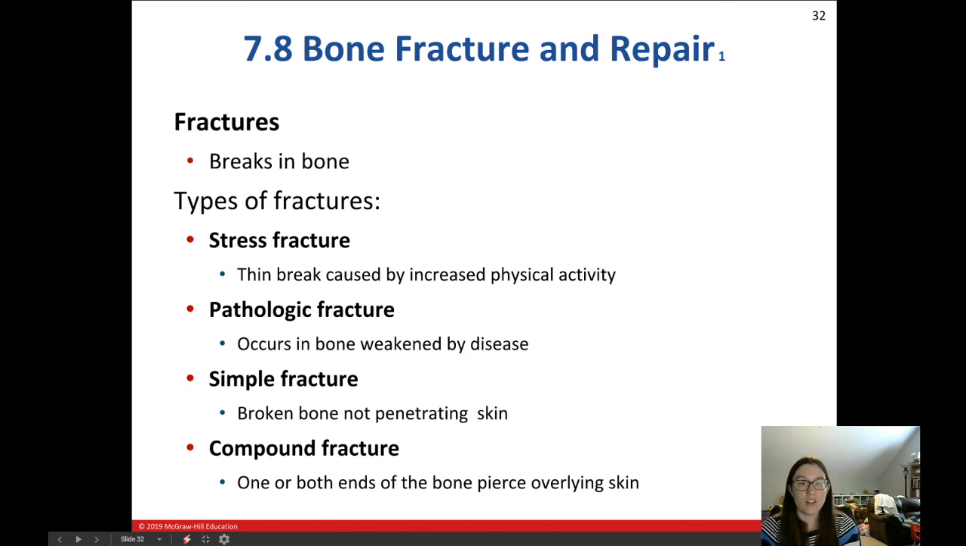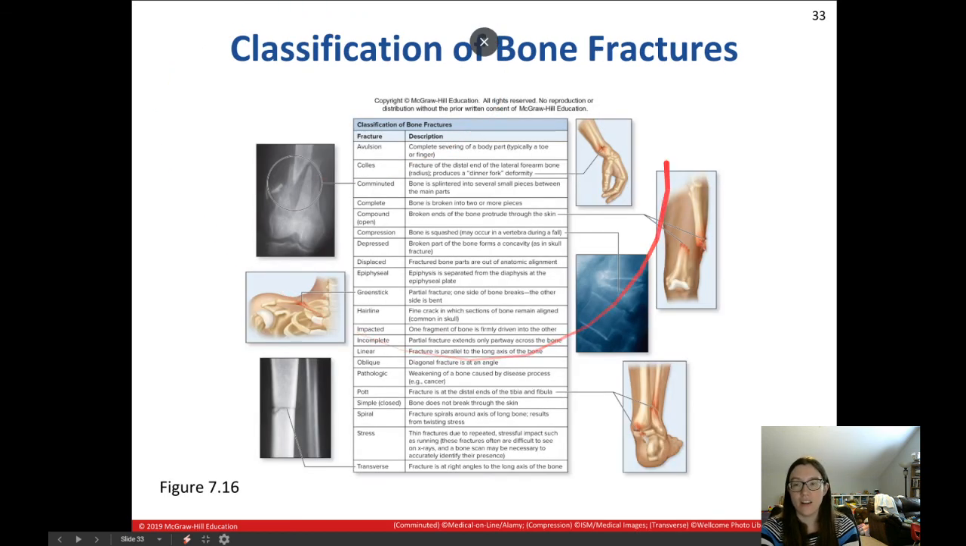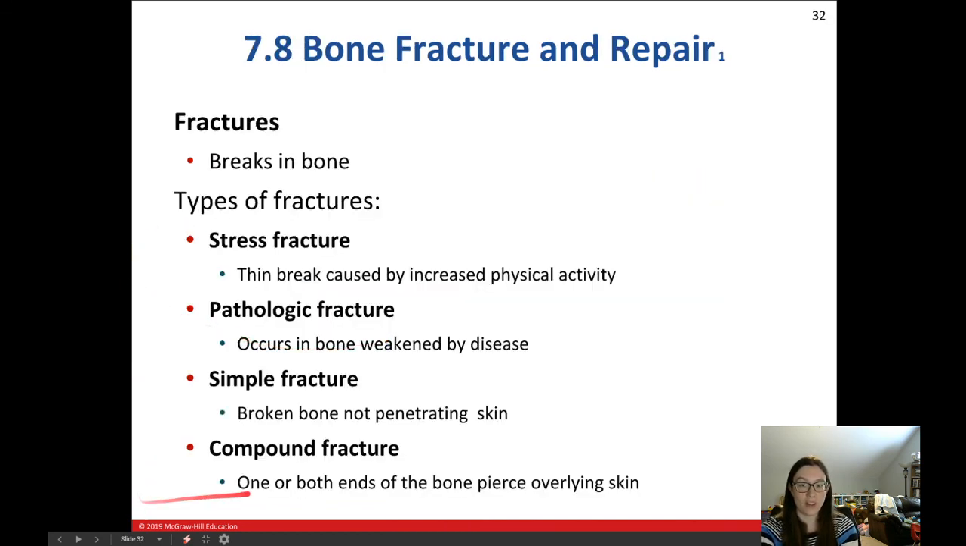Now, I mentioned that osteoporosis increases the risk of fracture. And what is a fracture? A fracture is a break in the bone. And there are lots of different types of fractures. And if you go into orthopedics, they're pretty cool. And there's lots of different types, and they're all named. There's a whole big chart in your book right here, and you don't need to memorize all of these. But I do want you to remember these 4 specifically that are in the slide.